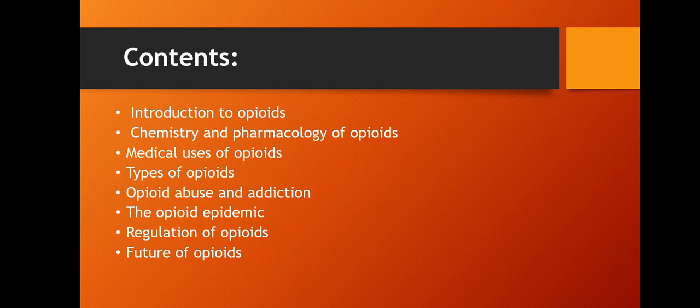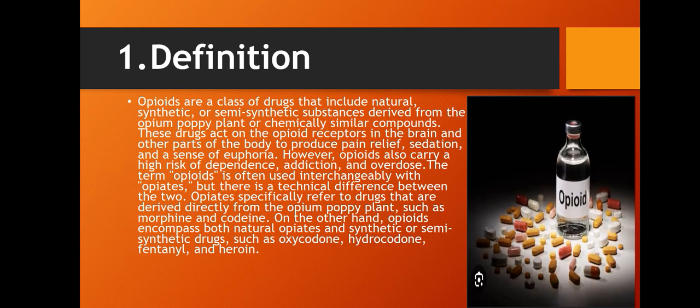Definition of Opioids. Opioids are a class of drugs that include natural, synthetic, or semi-synthetic substances derived from the opium poppy plant or chemically similar compounds. These drugs act on the opioid receptors in the brain and other parts of the body to produce pain relief, sedation, and a sense of euphoria. However, opioids also carry a high risk of dependence, addiction, and overdose.